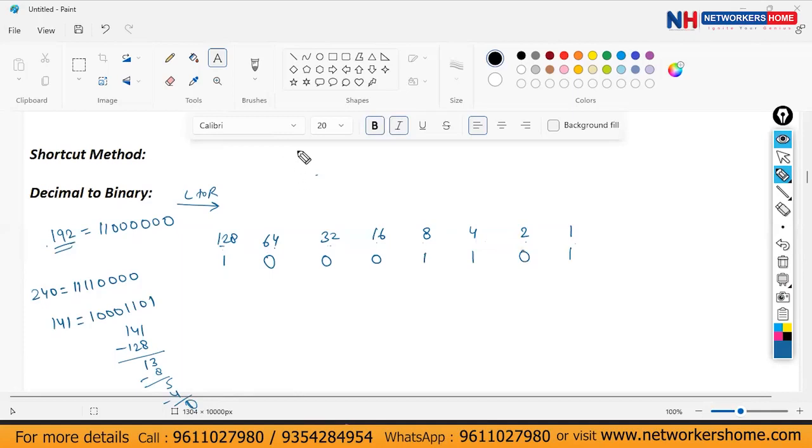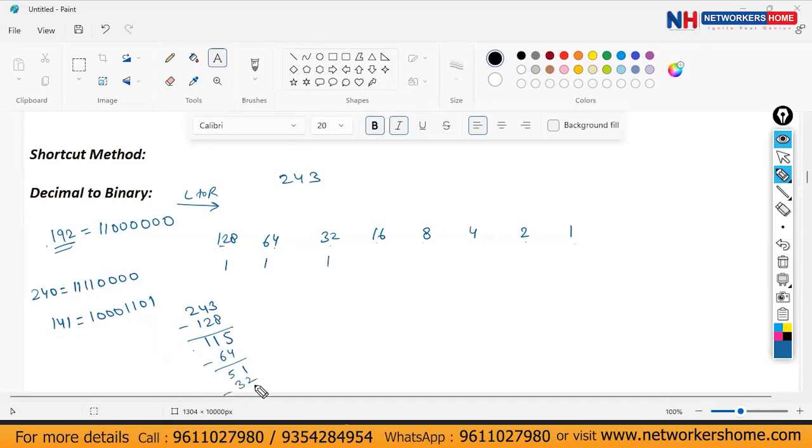Let's take one more example, 243. If you calculate this, see here. Compare with 128. 128 is smaller. Subtract. So what will be the value? 115. If you compare 115, 64 is still smaller. Write 1 and subtract 64. Then what will be the value? 51. Correct. Compare with 32. Smaller. Subtract 32. What will be the value?